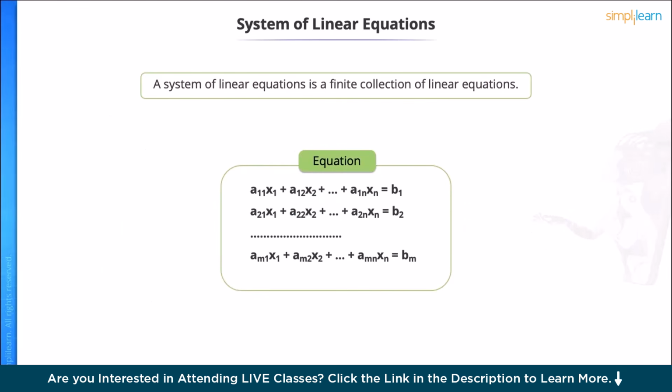System of linear equations. A system of linear equations is a finite collection of linear equations, usually involving the same variables. It can be represented as a11x1 plus a12x2, and so on, equals b1; a21x1 plus a22x2, and so on, equals b2, and so on. Here this example is for n variables and a system of m equations.